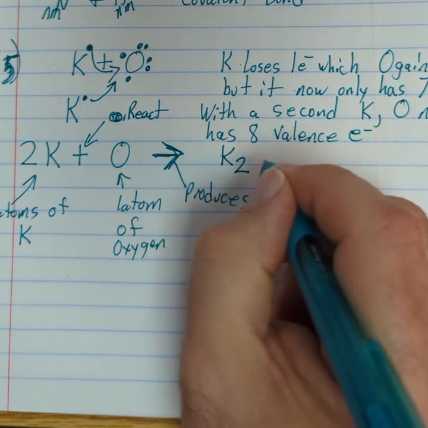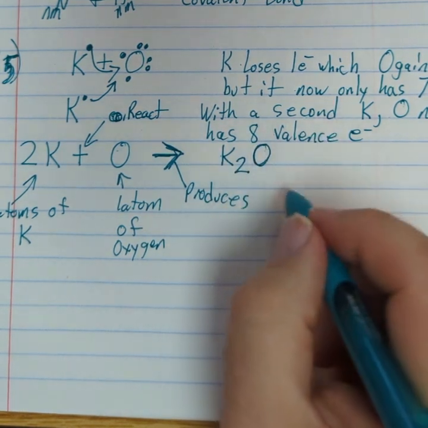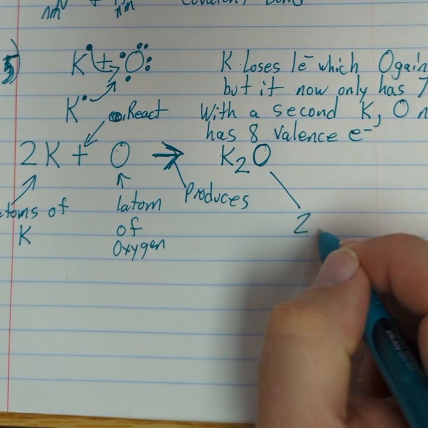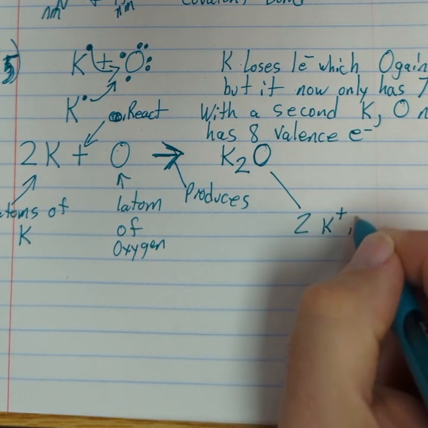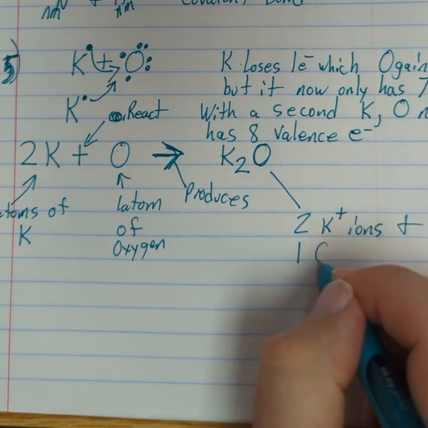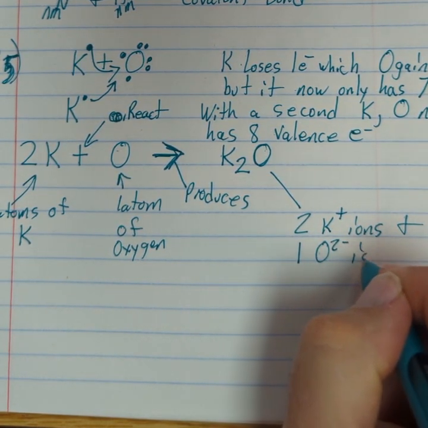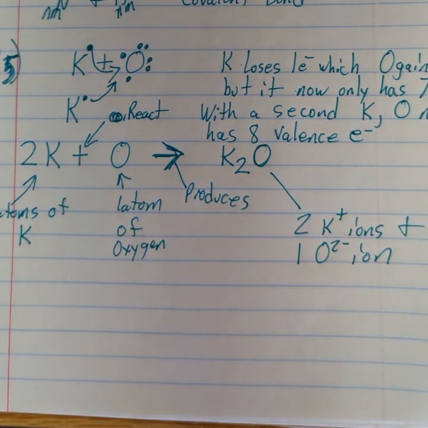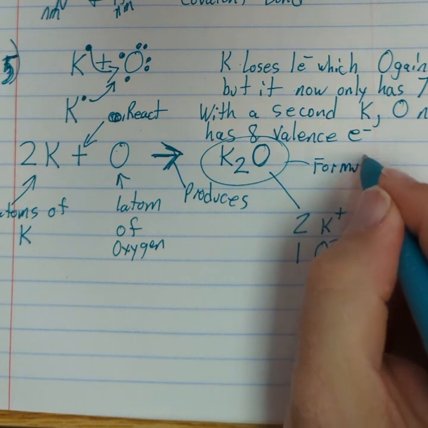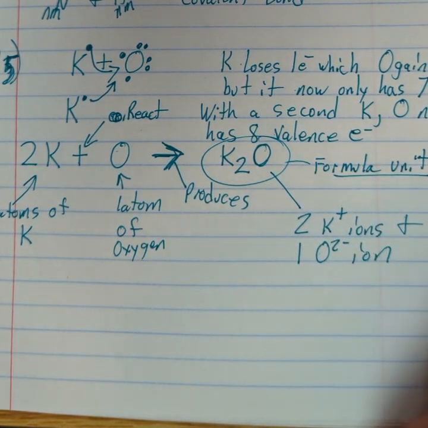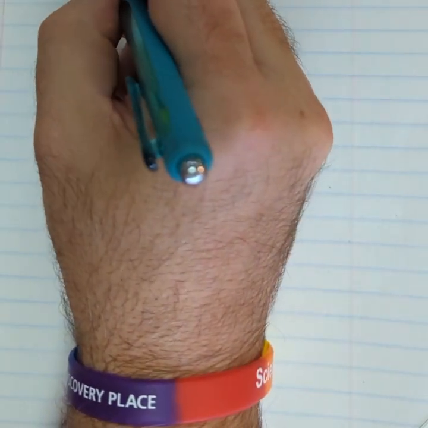And in this case, the product of these reactants would be K2O, which means you have 2 atoms of potassium ion and 1 atom of oxygen atom. So this formula would be named potassium oxide. And this would be the formula unit. It is the lowest whole number of ingredients.